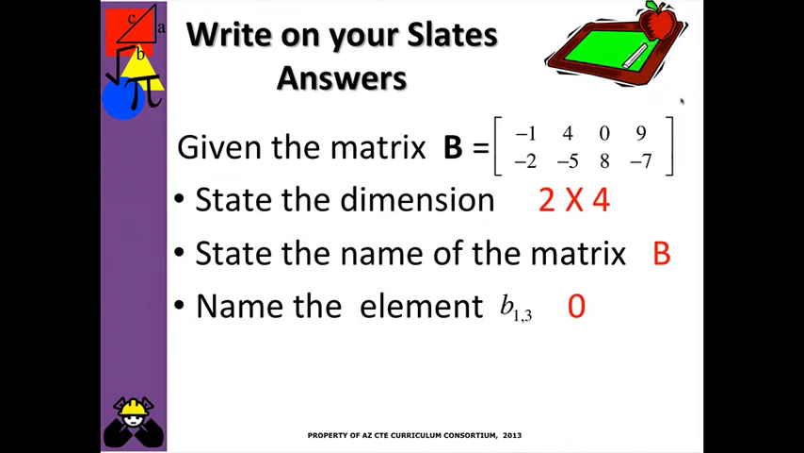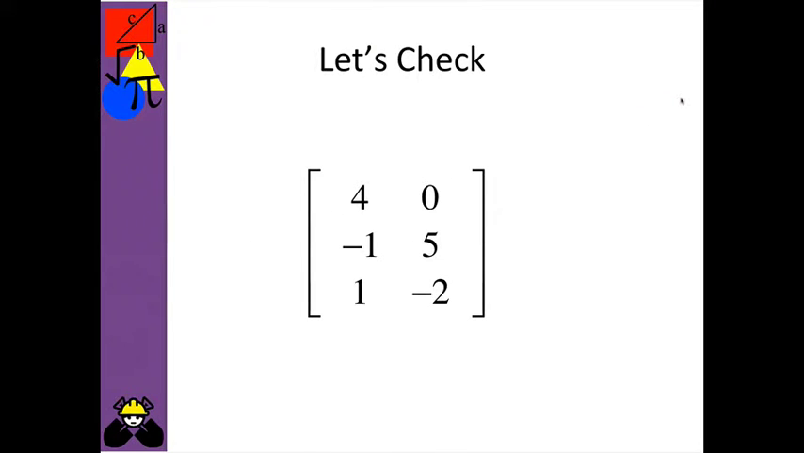Welcome back. Let's see how you did. The matrix's dimension is 2 by 4. It has 2 rows by 4 columns. The name of the matrix is B, capital letter, bolded. All right. The name of the element in B1,3, it means go to row 1, column 3, and it's the number 0. How'd you do? So let's check. Fill in any of the missing numbers in your matrix on your note taker, and teacher, when ready, start the video again.